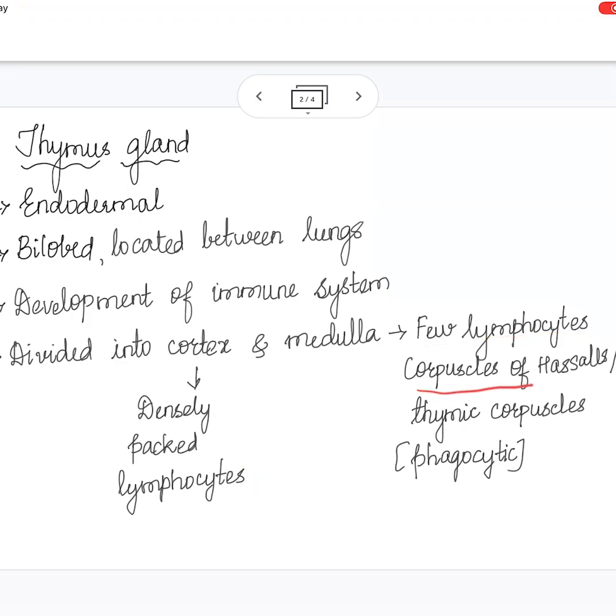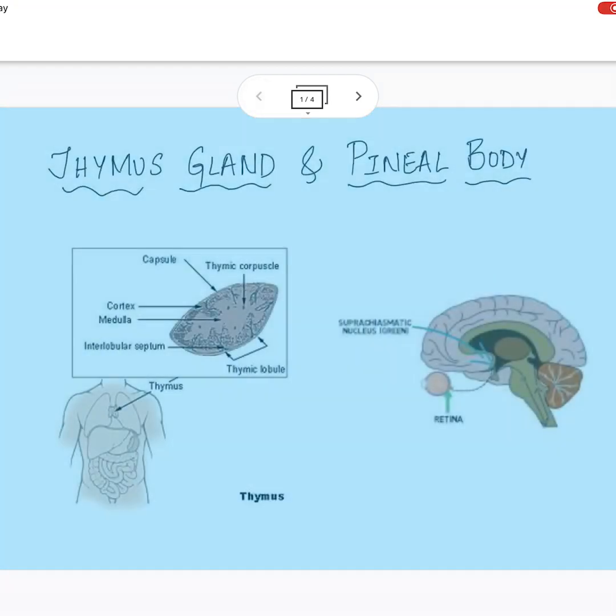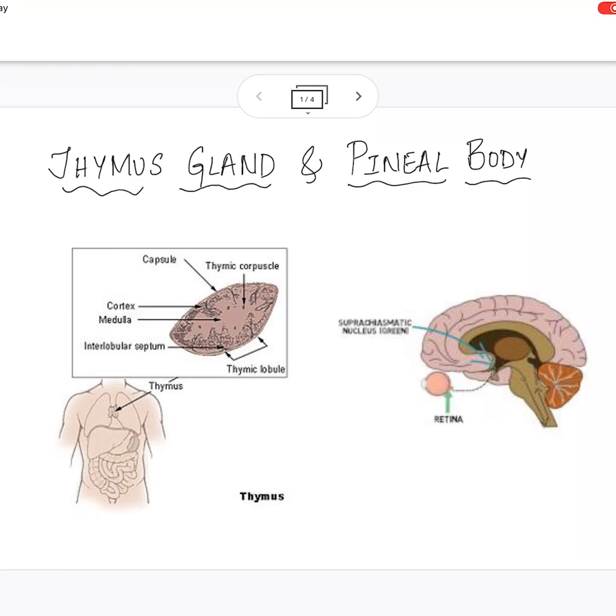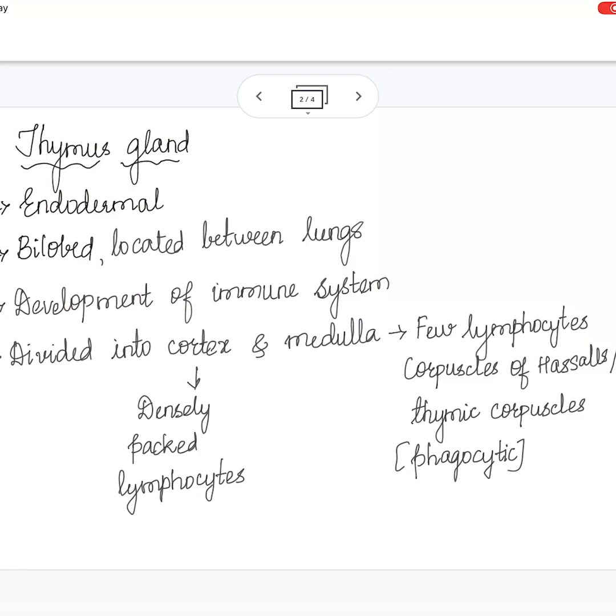Along with that, there are corpuscles of Hassall, also known as thymic corpuscles, which are phagocytic in nature. Here in the medulla region, you can see it is labeled very clearly. What is it called? The medulla region consists of thymic corpuscles, also known as corpuscles of Hassall, which are phagocytic in nature. Phagocytosis is when any cell debris or unwanted foreign substances enter inside the body, it is going to engulf it and destroy that particular unwanted or foreign substance. Okay, that itself is called what? Phagocytic, or you can also call it macrophagic in nature.